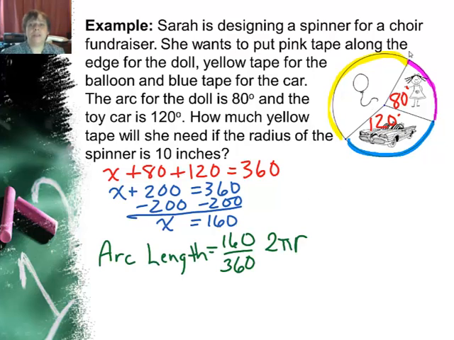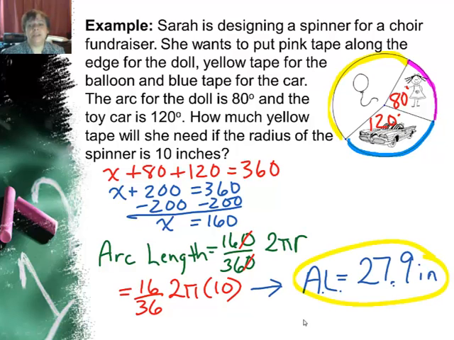Well, to find the amount of yellow here, I just put in that angle, 160 over 360, times the formula for the circumference, 2 pi r. I can simplify the 160 and the 360, divide out the tens. And the radius is 10. Here we go. And then, honestly, I just got my calculator and substituted in. To the tenths, it's about 27.9 inches. That is the arc length.